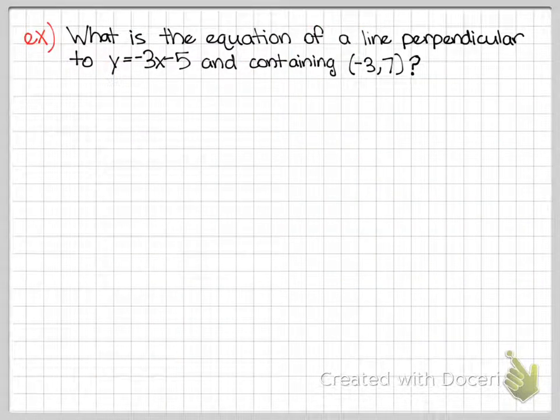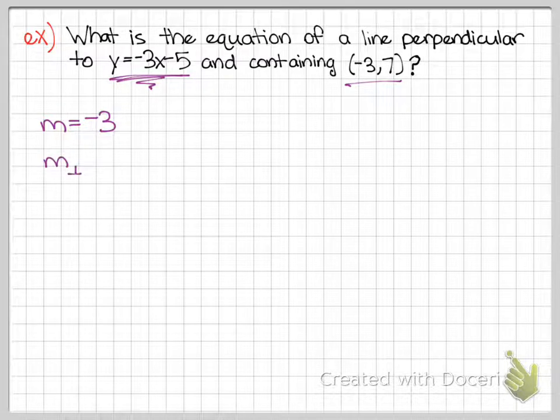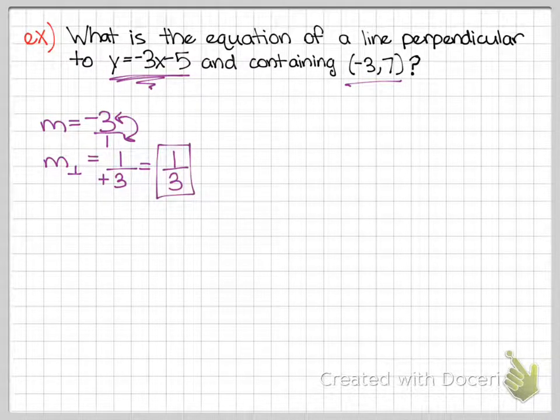So now let's look at this problem. What is the equation of a line perpendicular to the line y equals -3x minus 5 containing the point -3, 7? So the slope of our given line is -3. So that means the slope of a line perpendicular to that one has to be, well, we need to flip it and change the sign. So if we do that, we flip it, we get 1 over -3, and change the sign, that becomes 1/3. Okay, so the slope of our perpendicular line just needs to be 1/3.